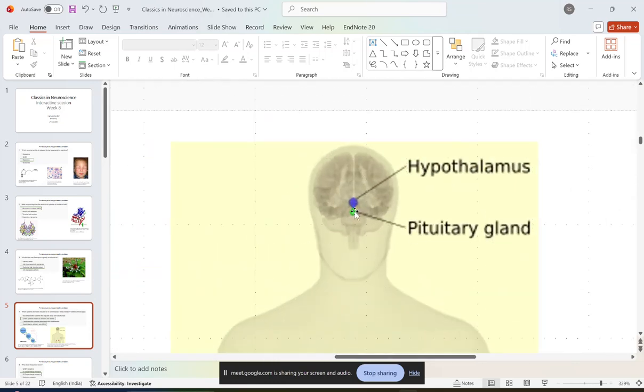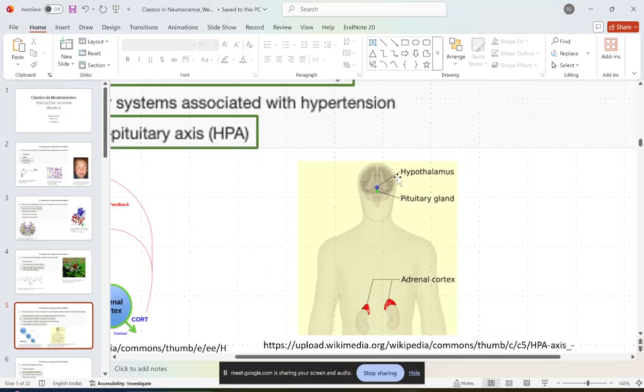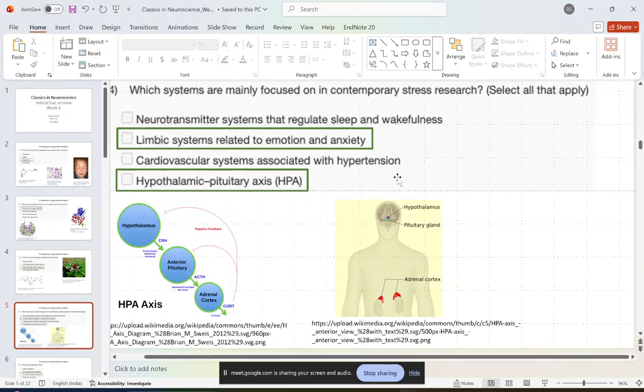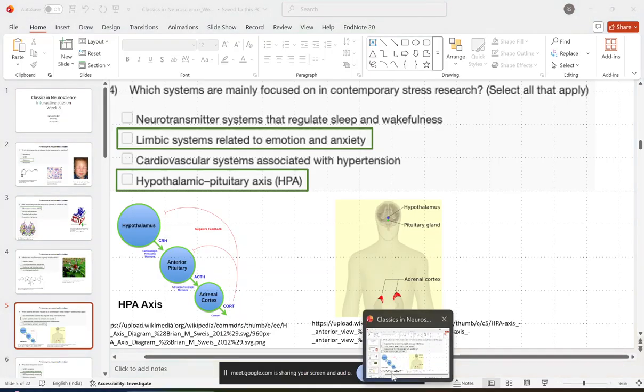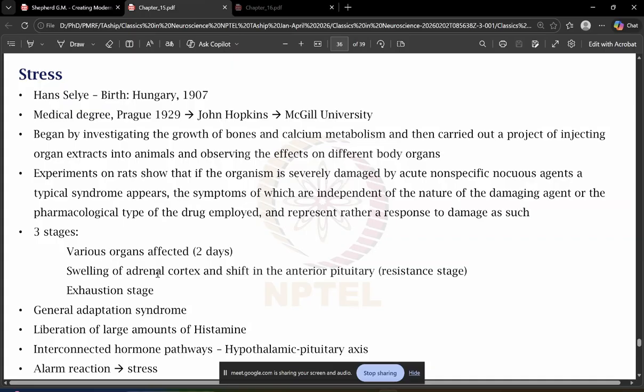So, he also saw that there is a shift in the anterior pituitary. We know that the pituitary gland has an anterior pituitary and a posterior pituitary. So the adenohypophysis, which is the anterior pituitary, he saw that there is a change in it. And the adrenal cortex was also swelling. So this second stage he called the resistance stage.